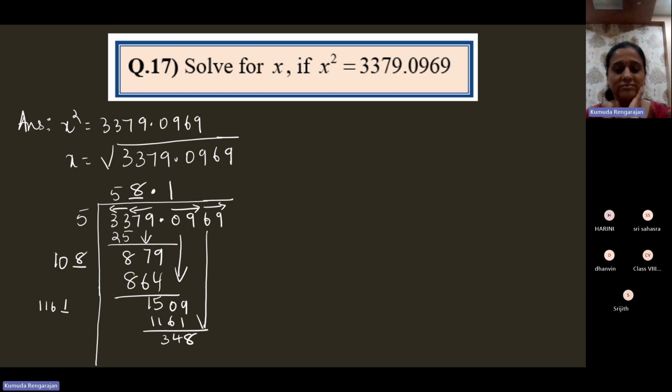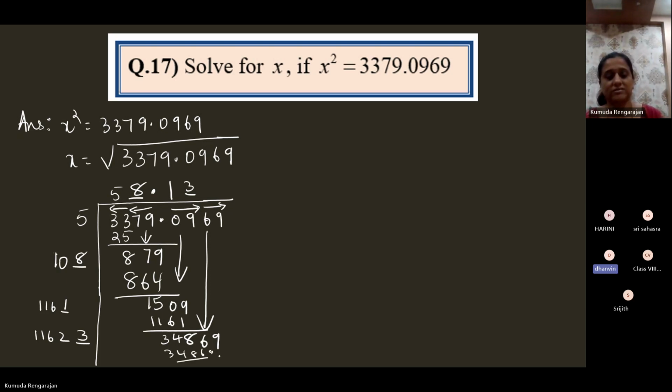69. So double the quotient, so 1162. 1,162 into 3. 11623 into 3 is 34869. So 0 is the remainder. Correct. Very good, Navneet and others who have completed it correctly.